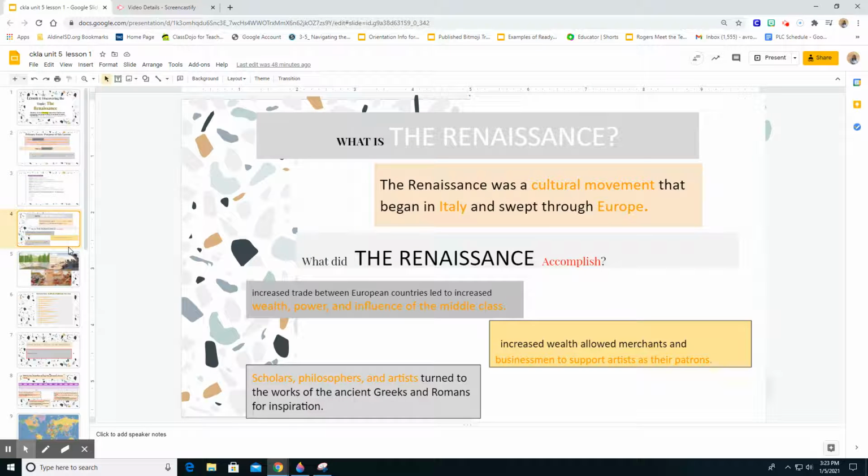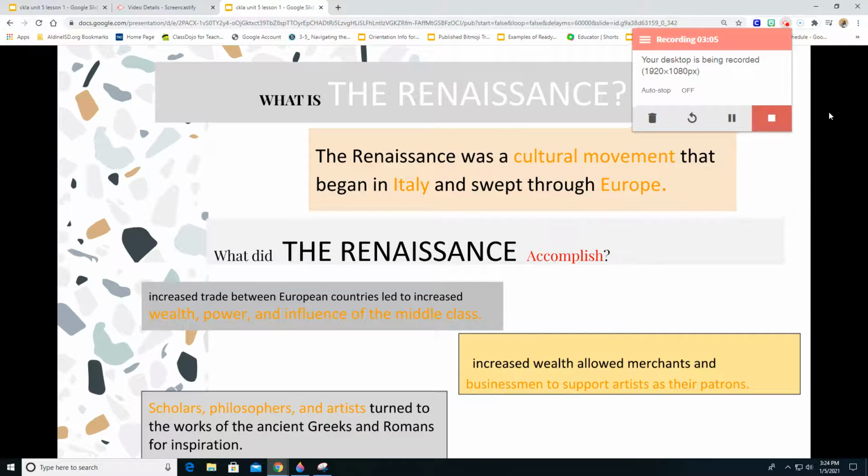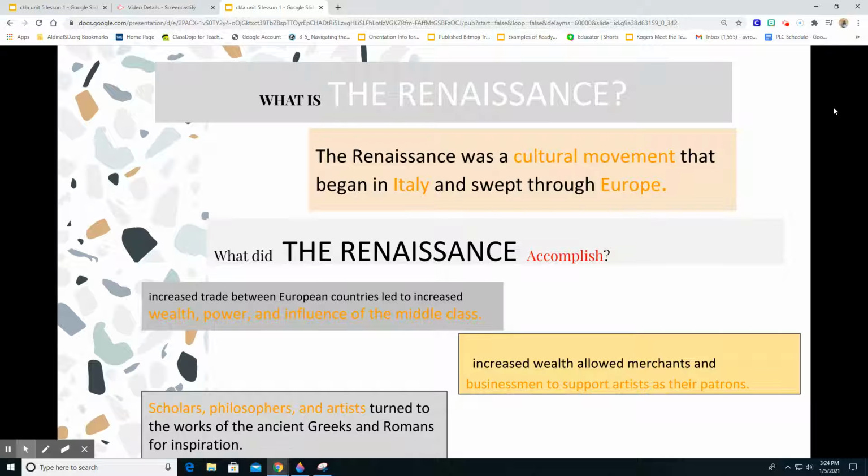Okay, so now we're going to be looking at the Renaissance. What is the Renaissance? Miss Rogers keeps talking about this Renaissance. What is it? The Renaissance was a cultural movement. That means something that took place. Culture means like the way that you speak language, things like that. A movement that began in Italy and swept through Europe. So it started in one place and then went through the entire continent.